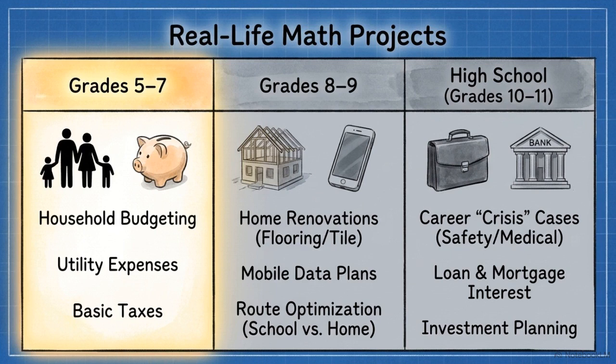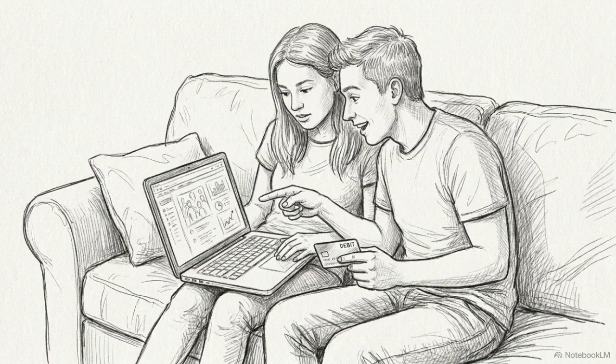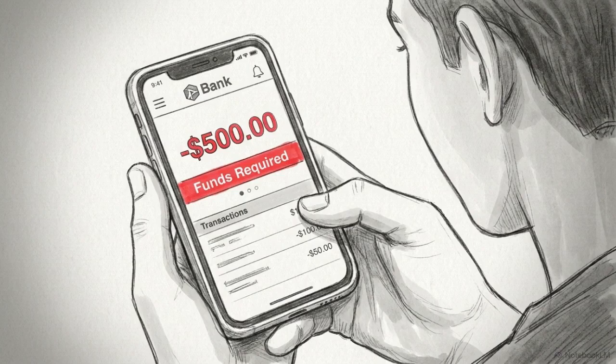For grades 5 through 7, focus on family concepts like budgeting or taxes. For grades 8 and 9, shift to personal autonomy, like home renovations or mobile plans. For high schoolers, use adult scenarios, like career crises or loan interest. Matching the math to their current stage of life is critical. A scenario only works if the student recognizes it as a problem they might actually face.